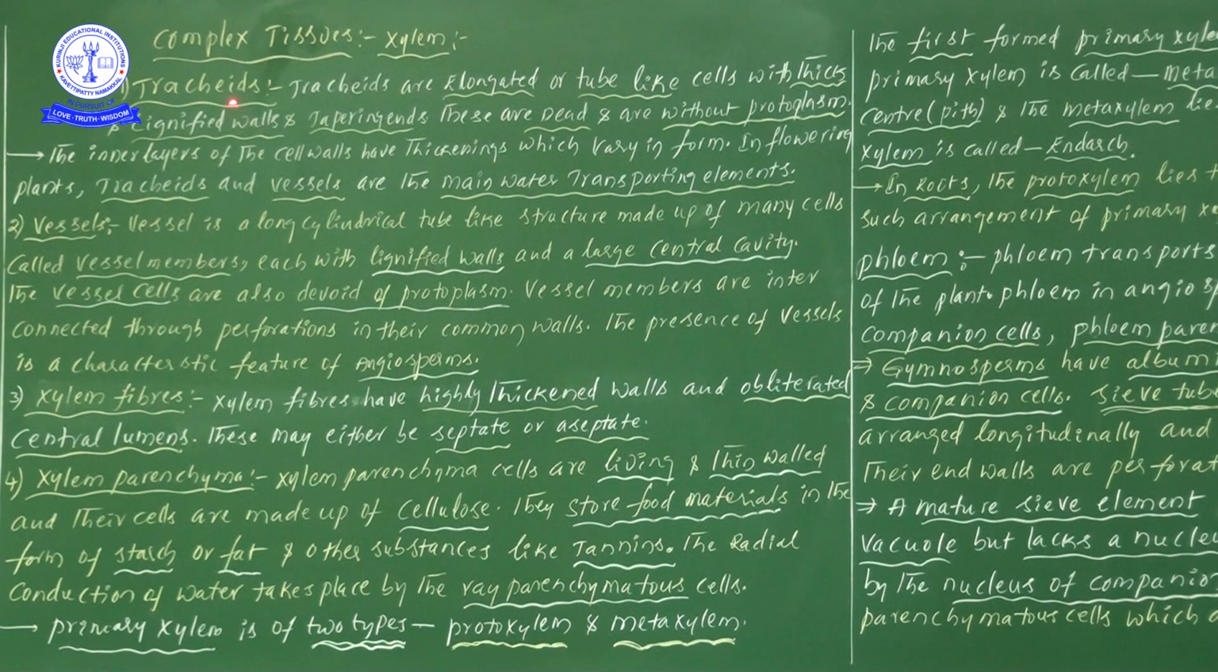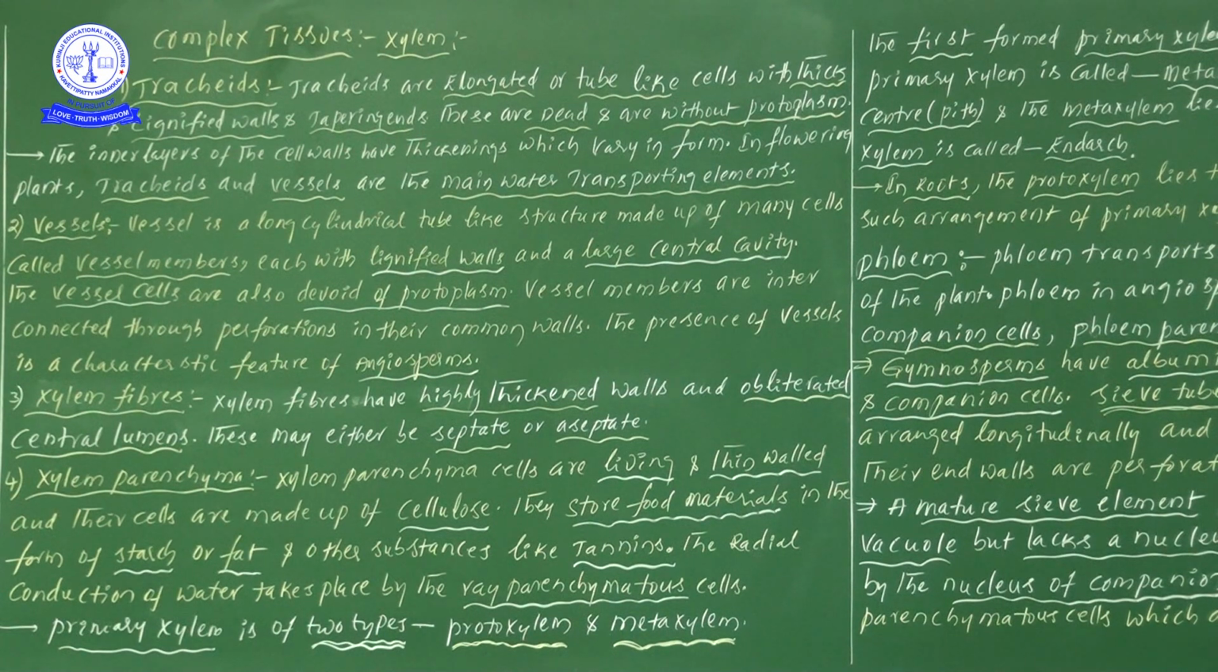Okay, now let us start to discuss tracheids. Tracheids are elongated tube like cells with thick and lignified walls. Once you see a lignified cell wall, the main point we have to understand is that these particular cells are dead. That is a significant point. Lignified cell walls are there, and with tapering ends.